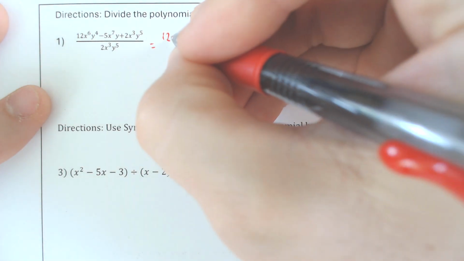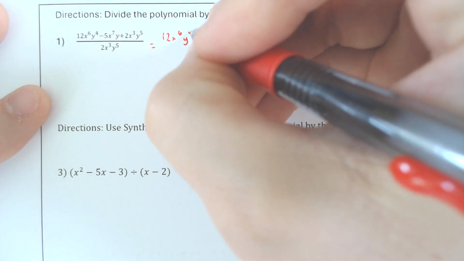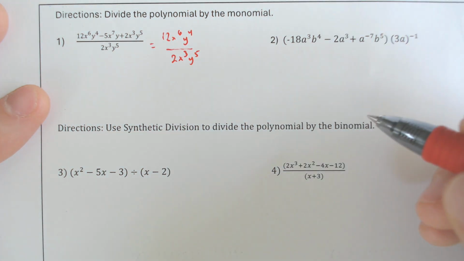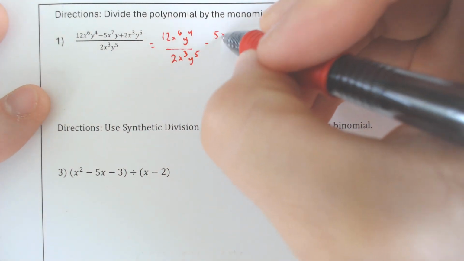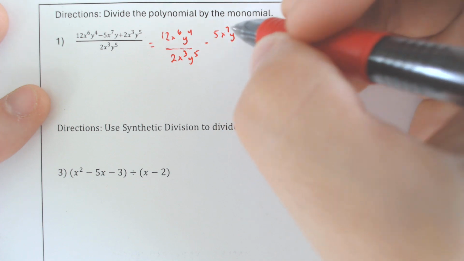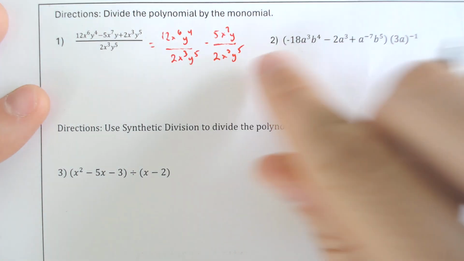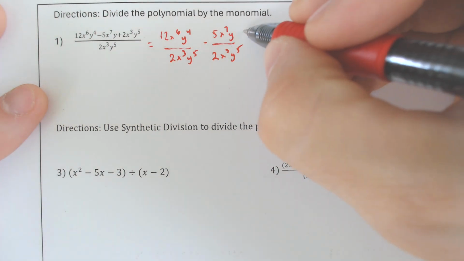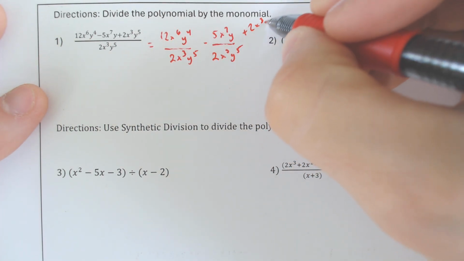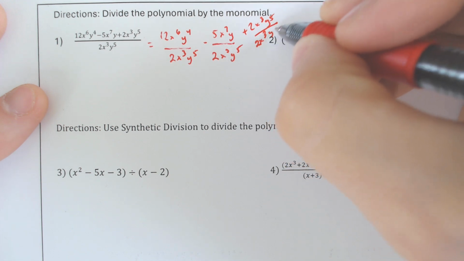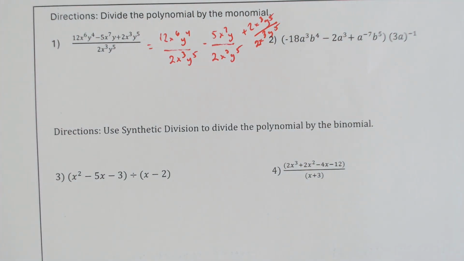You can just do 12x to the sixth, y to the fourth, divided by the 2x to the third, y to the fifth. And you can keep writing that. You can do minus the 5x to the seventh, y, over 2x to the third, y to the fifth. Okay, and you can write all three terms out. Hopefully I can fit them in. 2x to the third, y to the fifth, over 2x to the third, y to the fifth. And then you just divide them all individually.